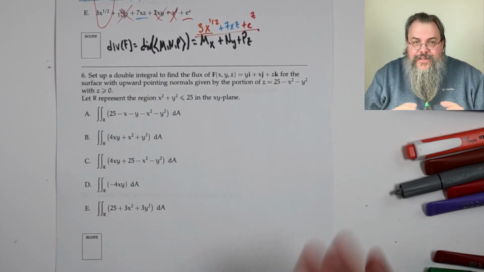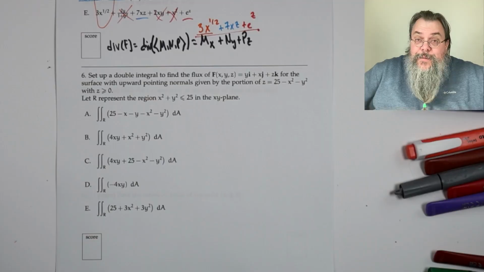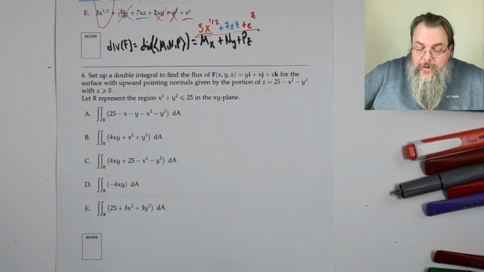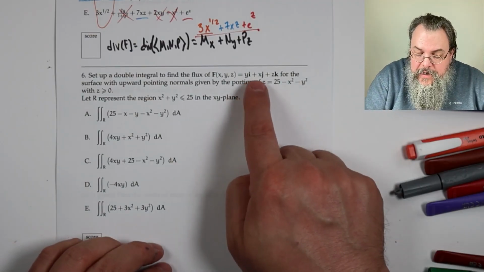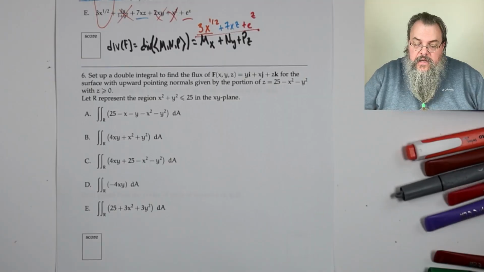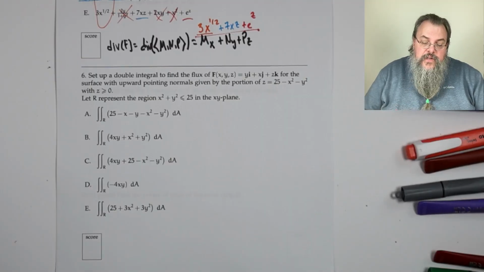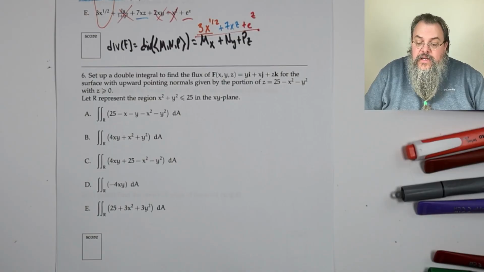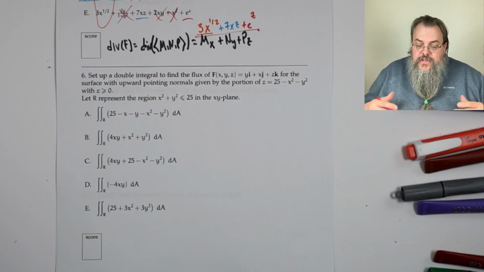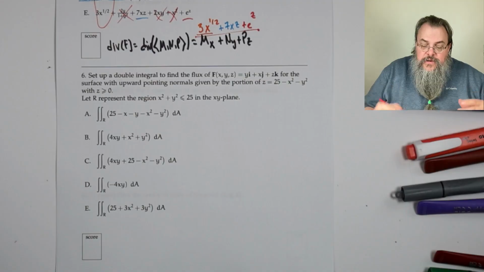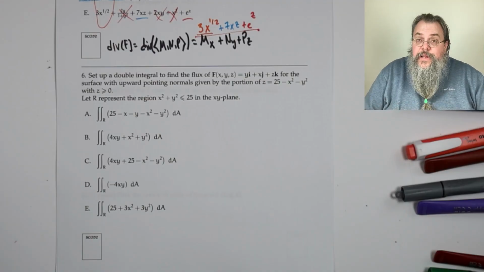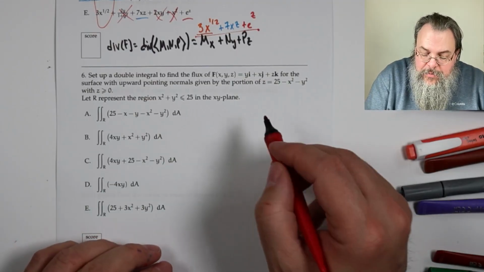Okay, number 6. Set up a double integral to find the flux of the vector-valued function yi plus xj plus zk, and for the surface with upward-pointing normals given by the portion of z equals 25 minus x squared minus y squared with z greater than or equal to 0. Let R represent the region x squared plus y squared less than or equal to 25 in the xy plane.